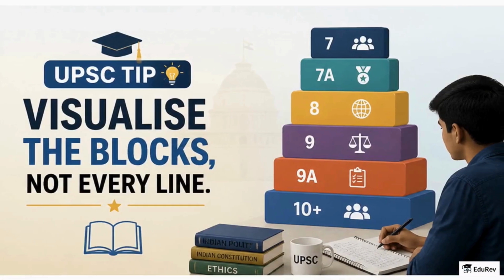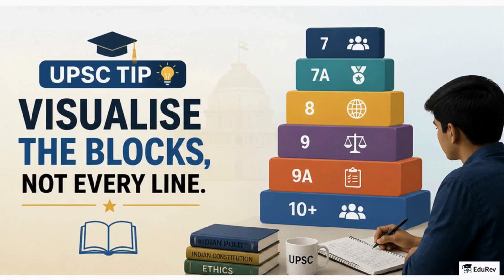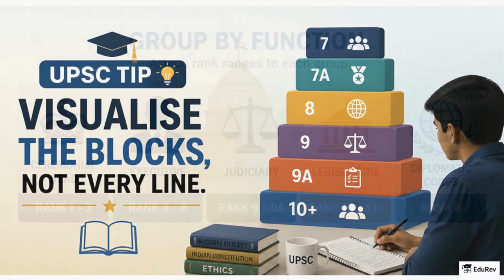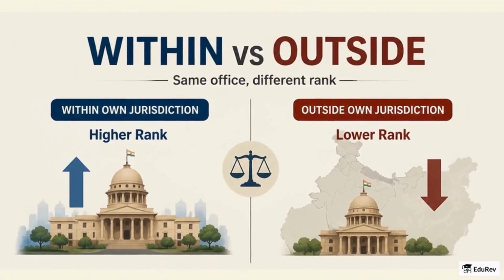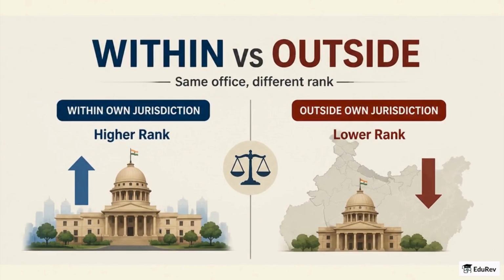For UPSC aspirants, it helps to visualize these blocks rather than memorize each line item one by one. Try grouping by function: the ceremonial head, the executive, the judiciary, the legislature, and diplomatic corps, and attach rank ranges to each group. An especially useful rule to remember is the within versus outside distinction.